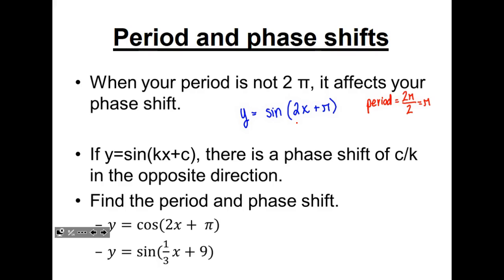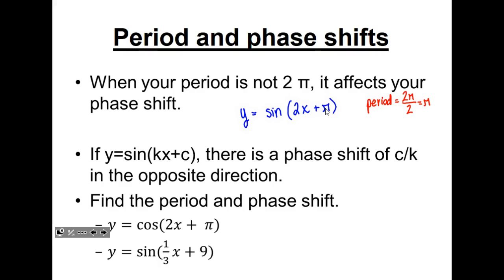If the period is anything except 2 pi, it affects the phase shift, and remember that phase shift is you're moving left or right. Whenever we were graphing quadratics and cubics and all of that stuff, I never gave you one where you had a horizontal compression or expansion and a shift left or right. I never gave you any where you had to do both, because they're a little complicated and we don't really need to worry about them too much.